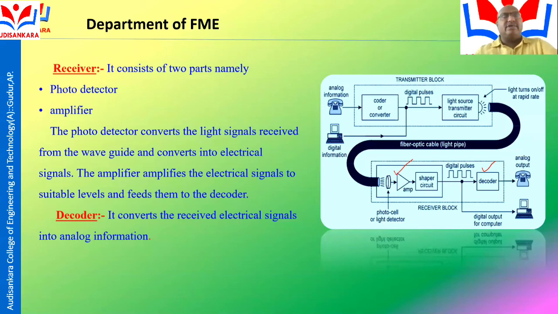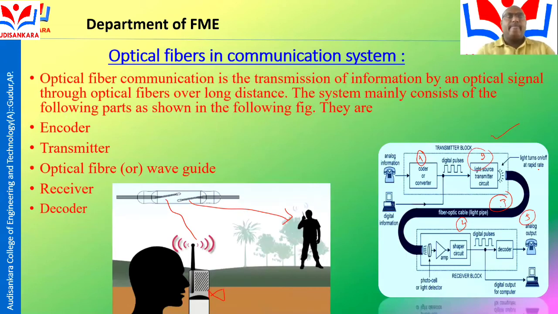The decoder converts the received electrical signals into analog information. So the analog information, as usual, is transmitted from one place to another place. My dear students, here it is called the voice signal. The voice signal is transmitted from here. That means the encoder converts the voice signals to binary data.